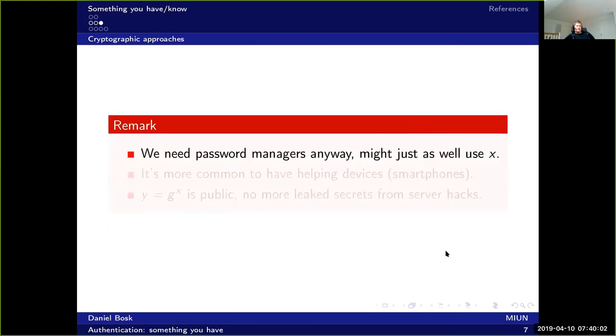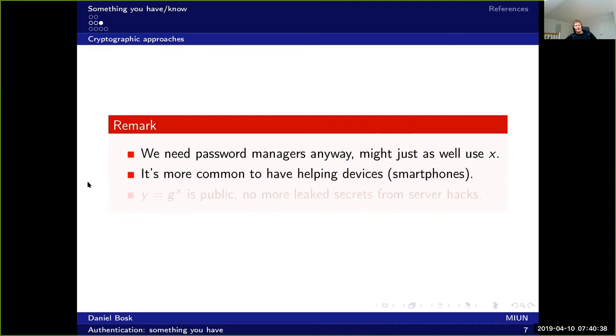Now, we do need password managers to handle our passwords, considering how many passwords we need and how difficult they should be from a guessability point of view. So then instead of a password, we might just as well use X. So this cryptographic approach is actually not that bad compared to passwords. It would actually improve the situation quite a lot.